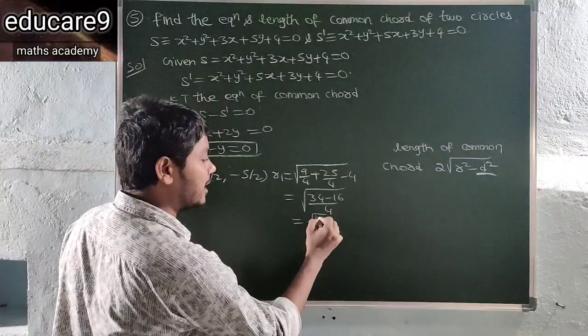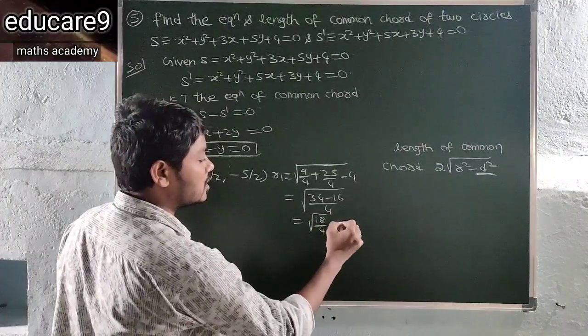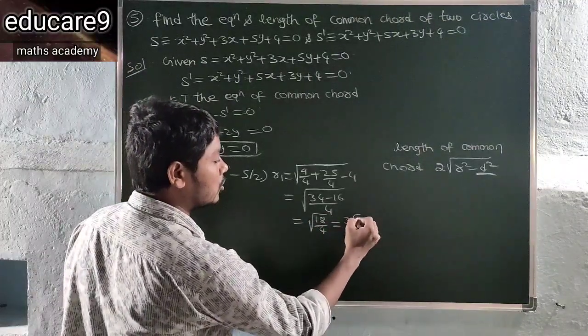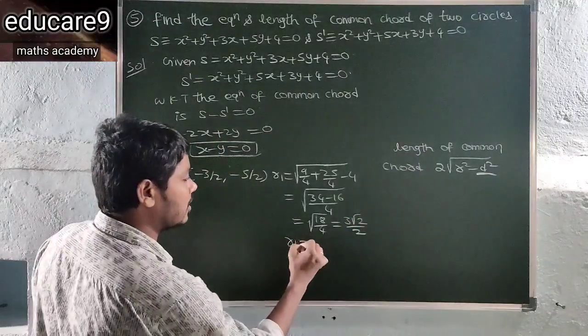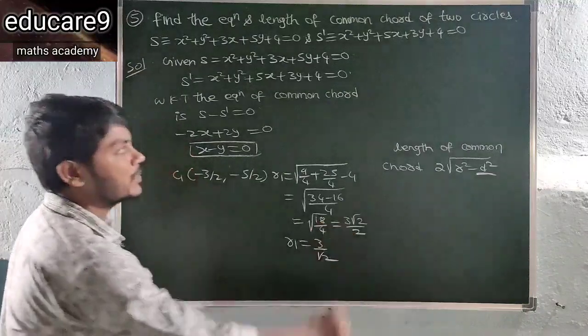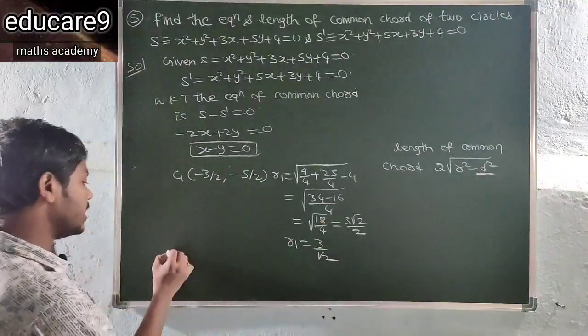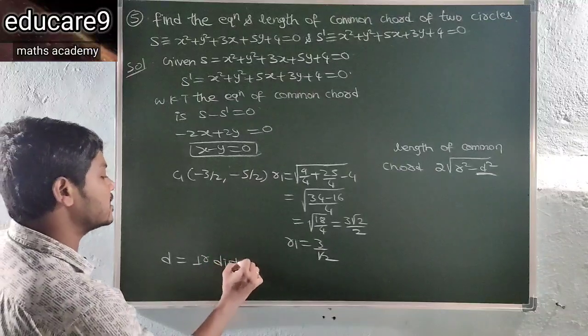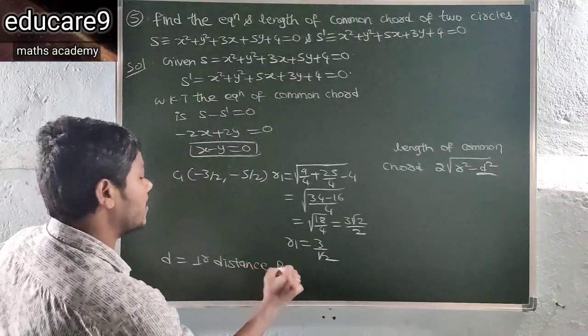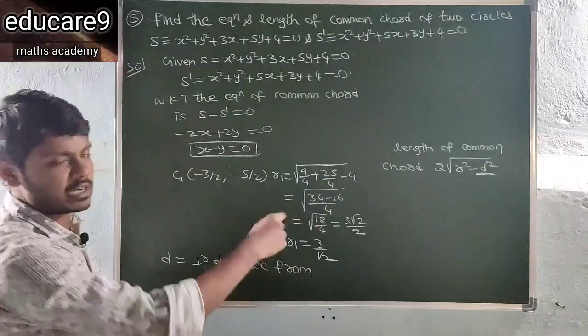Square root of 18 by 4. So this is 3 root 2 by 2. Now what is R1? That is 3 by root 2. Now find D. See here, D equals the perpendicular distance from the center of the first circle or second circle.